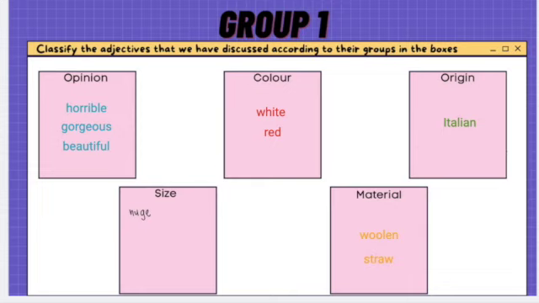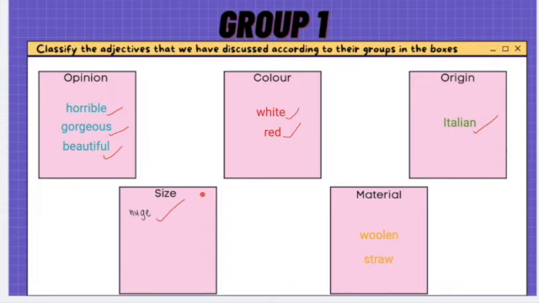Now let us discuss the answers for the classification of the adjectives. Just now we have 9. Okay, here we have opinion, which are horrible, correct, gorgeous, and also beautiful. Okay, very good. For color, we have white and also red. Okay, origin, just now I discussed with all of you, it's about nationality. Any country's name that you have found in the sentence can be considered as origin. So we have Italian. Size, we have huge.